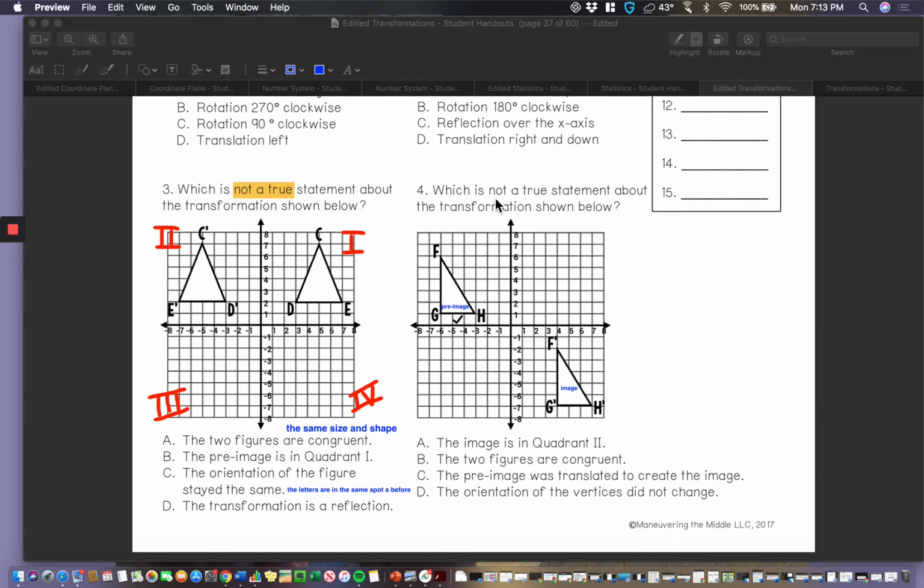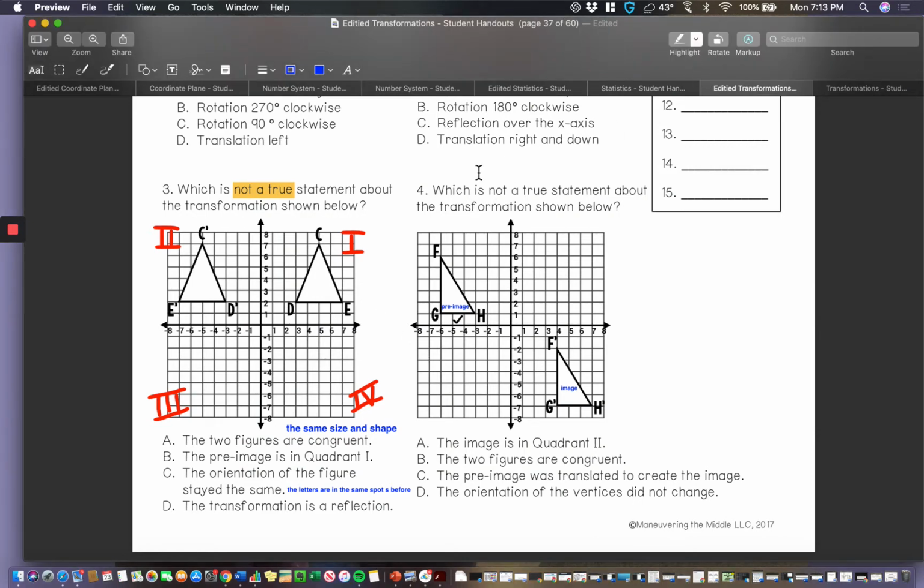Number 4, which is not a true statement about the transformation shown below. So A, the image is in quadrant 2. B, the two figures are congruent. C, the pre-image was translated to create the image. Or D, the orientation of the vertices did not change. So I just put a little hint here that this is the pre-image and this is the image, and hopefully that'll help you out with your answer.